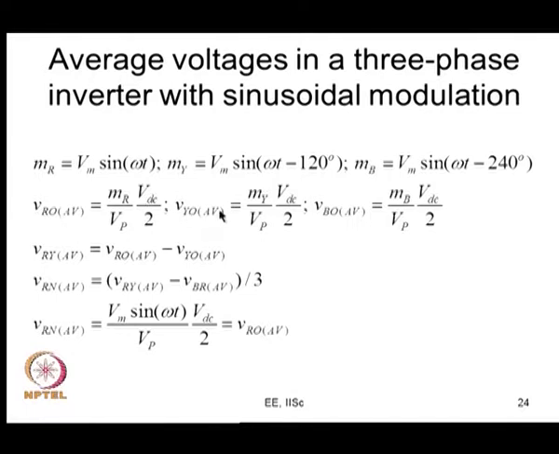So, you will have 3 phase average pole voltages which will be sinusoidal, and then you subtract the 2 to get one line to line voltage. Similarly, you get your VYB average and VBR average, and you also get your VRN average, which is given by this equation. Similarly, you will have your VYN average as VYB average minus VRY average upon 3, and VBN average would be VBR average minus VYB average divided by 3, and you will see for sinusoidal modulation VRN average is equal to VRO average.